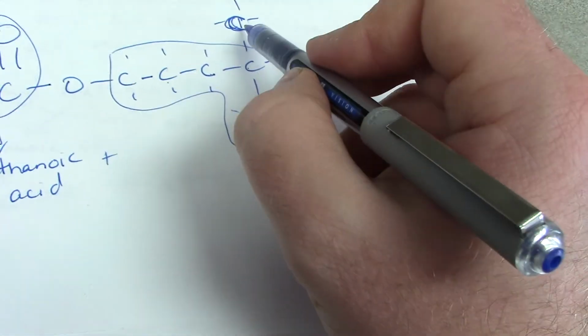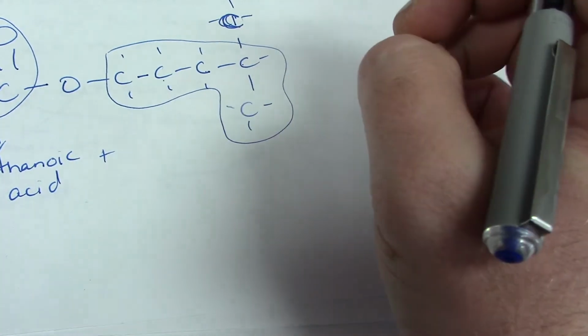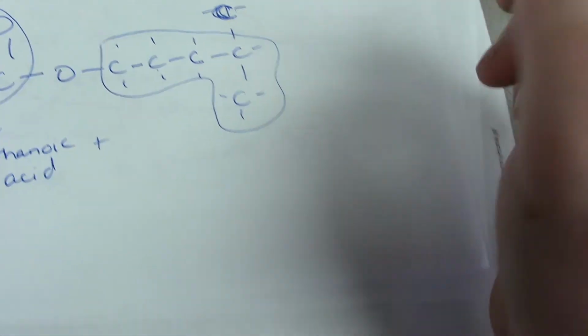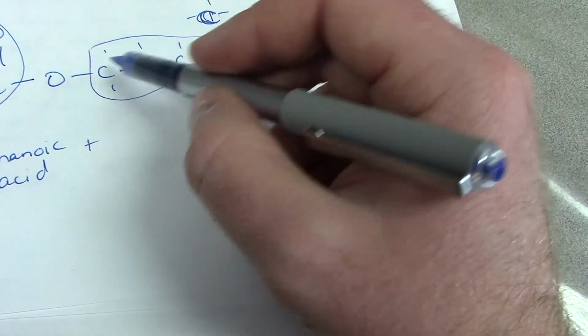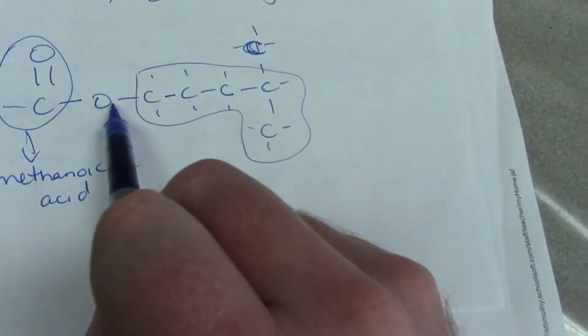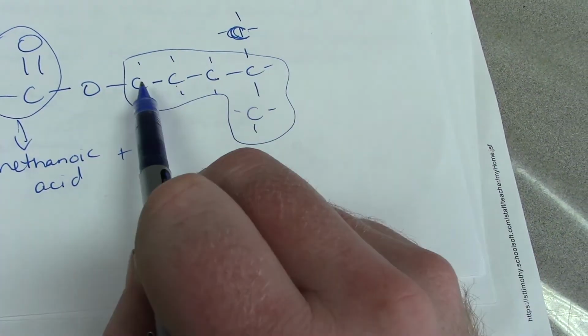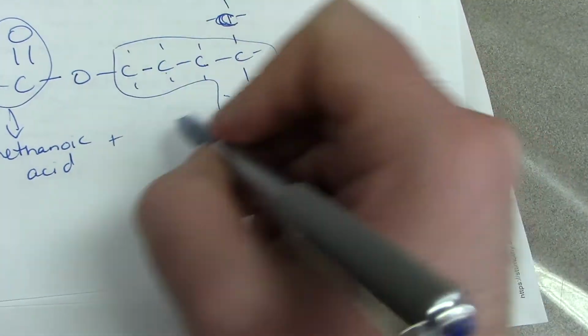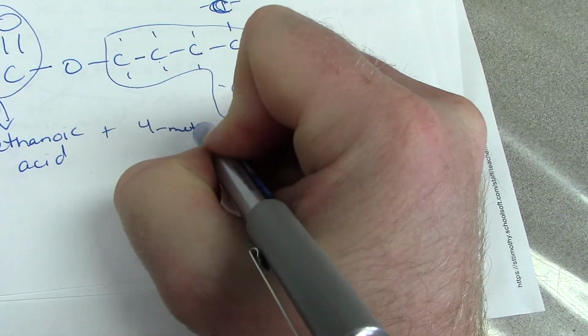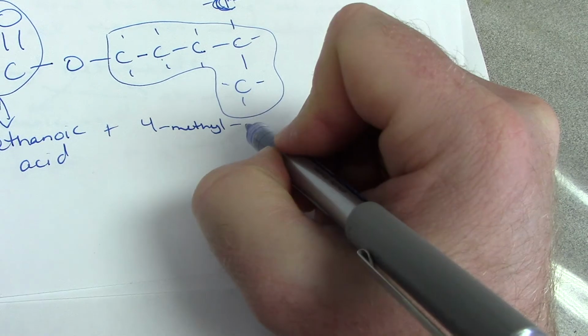And then it's 1, 2, 3, 4, 5. So that's a methyl group on carbon number 4. So I'm going to number my carbons from the functional group out. So I have 4-methyl pentanol.